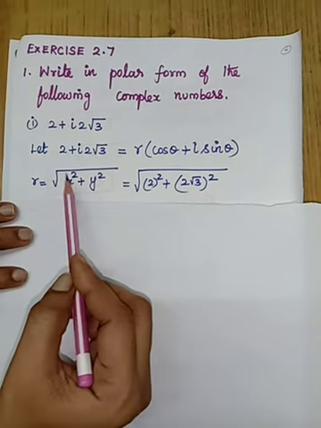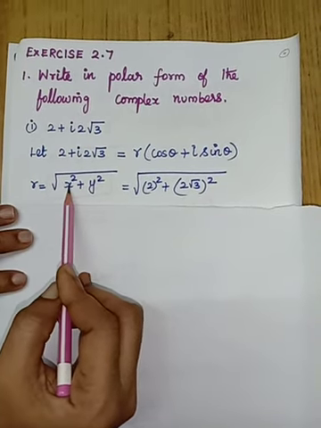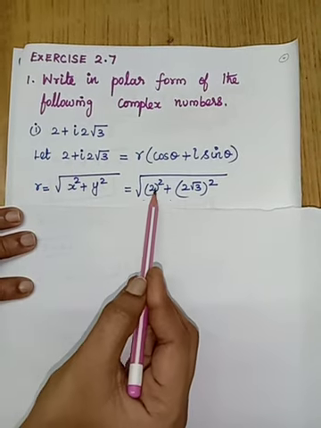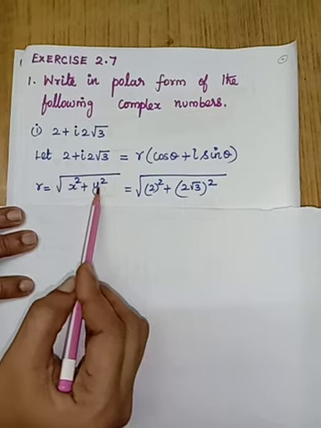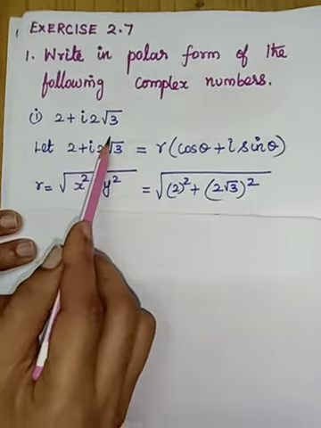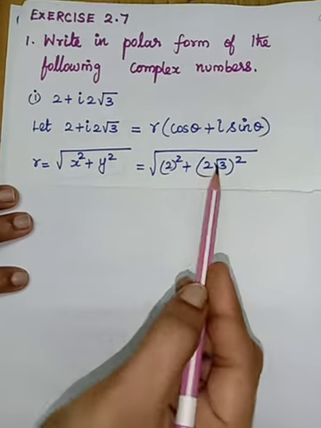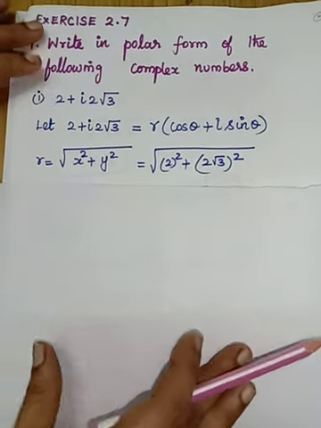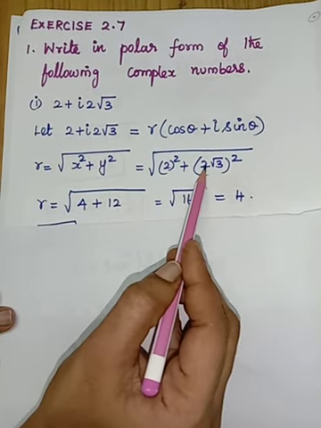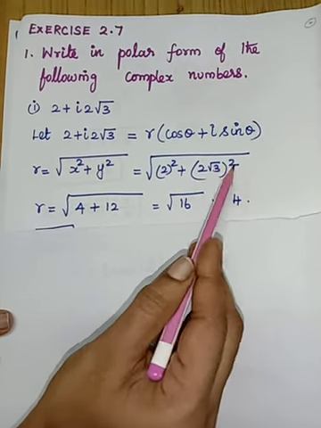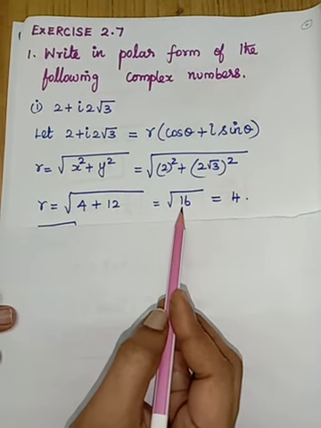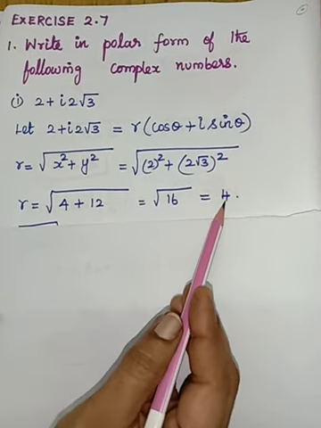Here x means the real part of z. What is the real part? It is 2. So it is 2 squared plus, what is y? y is the imaginary part of the complex number, so the imaginary part is 2 root 3. So it is 2 root 3 the whole squared. 2 squared is 4, and 2 squared is 4, root 3 the whole squared is 3. So 4 into 3 is 12. So that is equal to square root of 16, that is equal to 4.